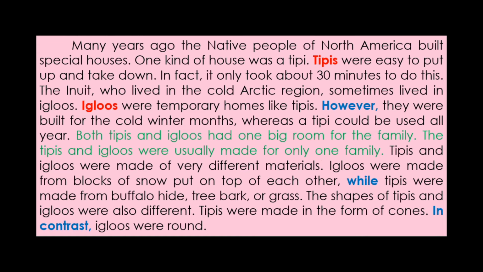Many years ago, the native people of North America built special houses. One kind of house was a teepee. Teepees were easy to put up and take down. In fact, it only took about 30 minutes to do this. The Inuit who live in a cold Arctic region sometimes live in igloos. Igloos were temporary homes like teepees. However, they were built for the cold winter months, whereas a teepee could be used all year. Both teepees and igloos had one big room for the family. The teepees and igloos were usually made for only one family.